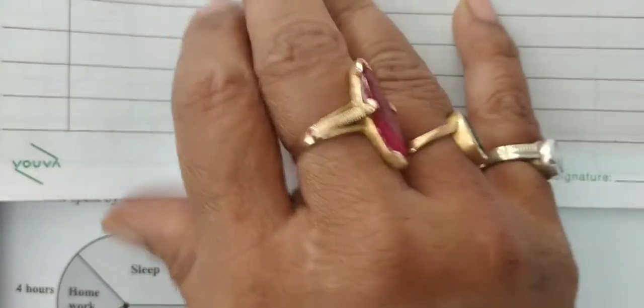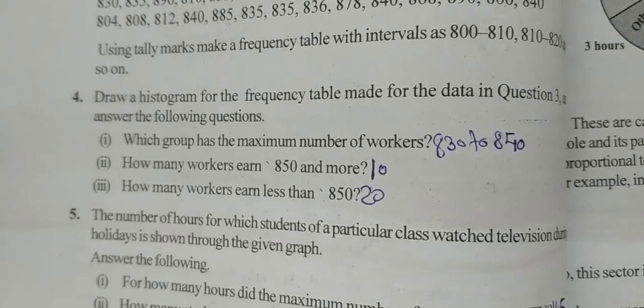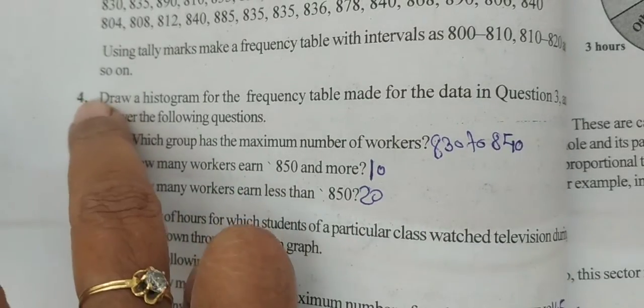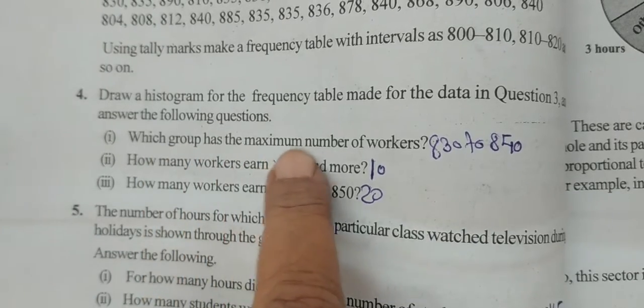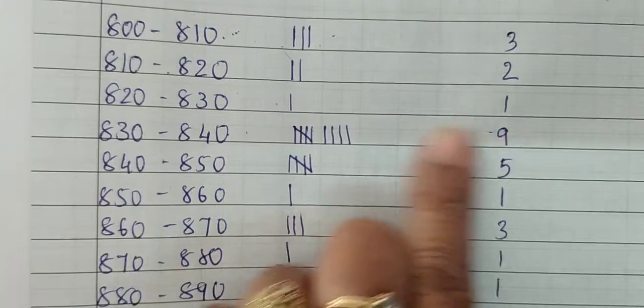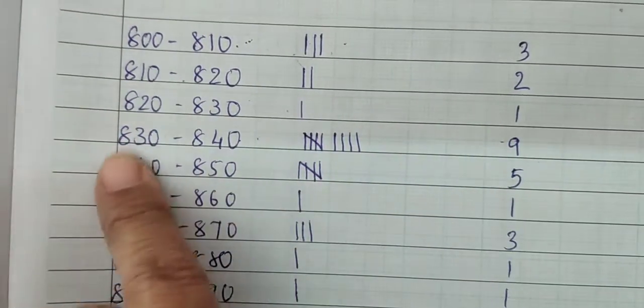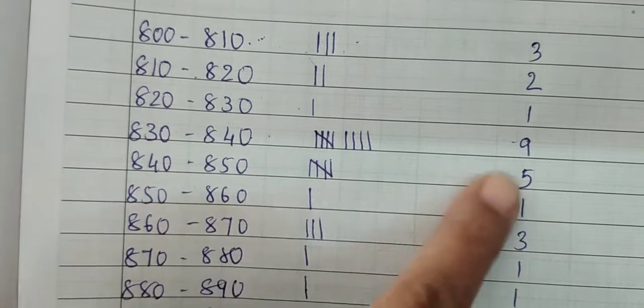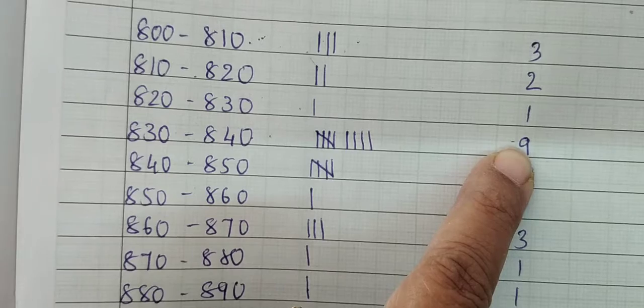Before leaving, I would like to tell you how to answer the questions from the table or the graph. Here you have 3 questions under question number 4. Which group has the maximum number of workers? Right? Now for that you have to see this table and answer: the maximum number of workers getting salary between 830 to 840 is 9. 9 workers are getting.